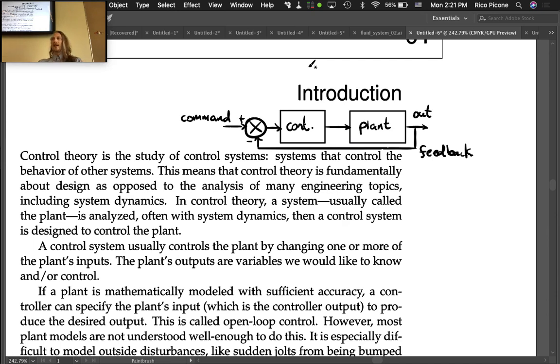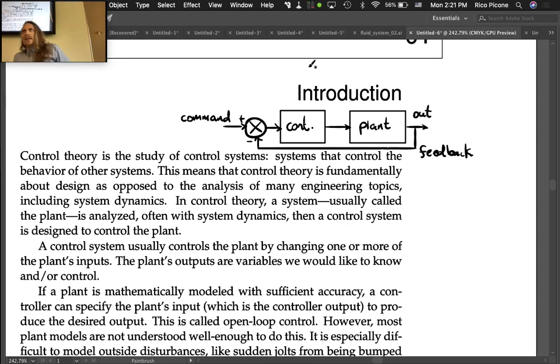I mean, assuming that I can measure it perfectly is quite an assumption, but at least I can have an idea of what it is. So that is approximately the feedback control scheme that is ubiquitous. It's used in most control systems. There are some open loop control systems though.